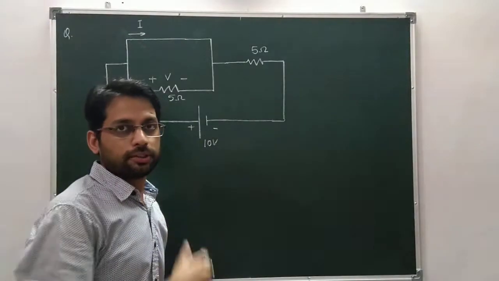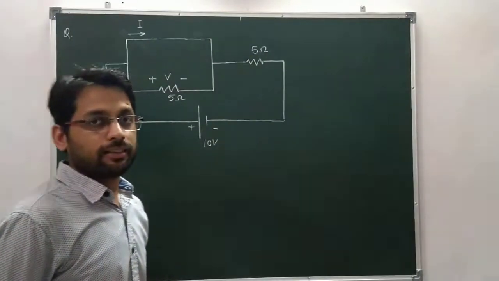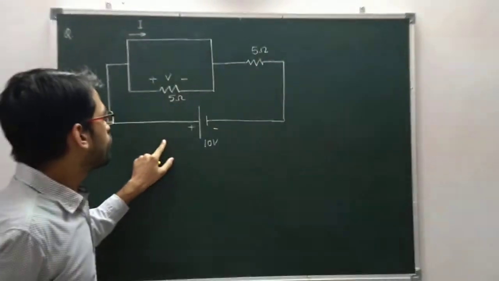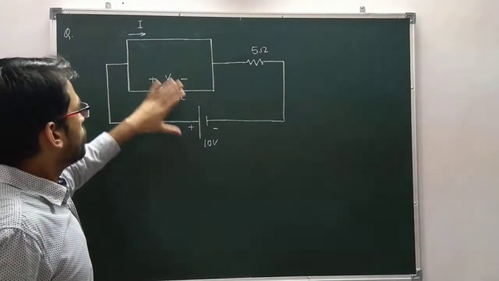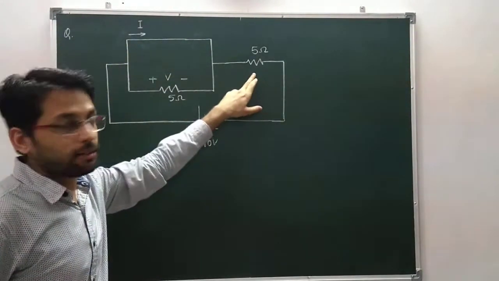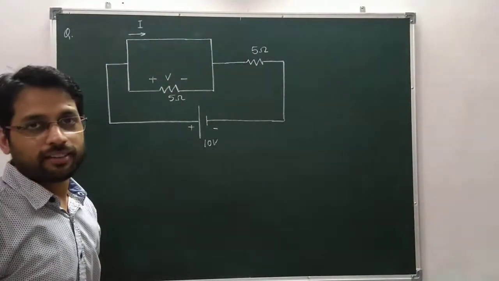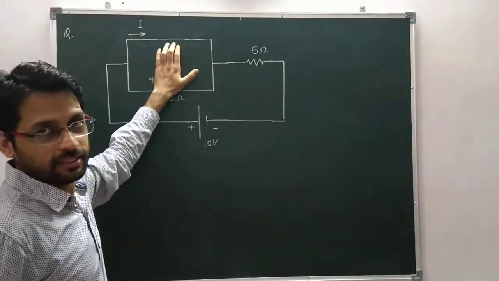Now come to this question. This question was asked in the quiz which was held yesterday. In this question, we have two resistors. One is in parallel with a wire having no resistance. This wire has no resistance.